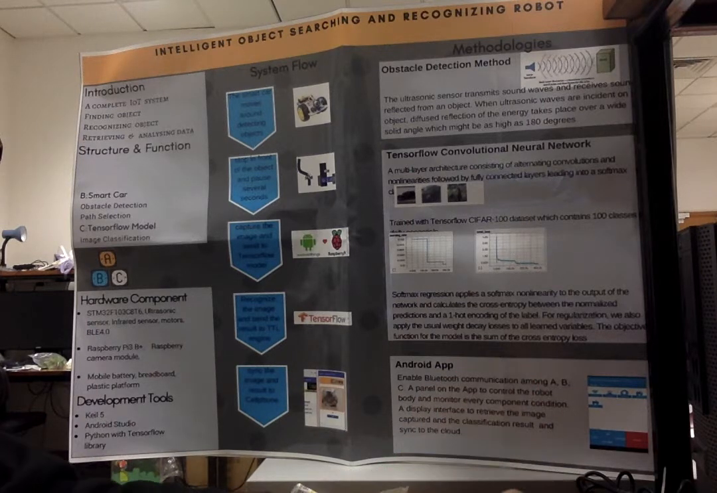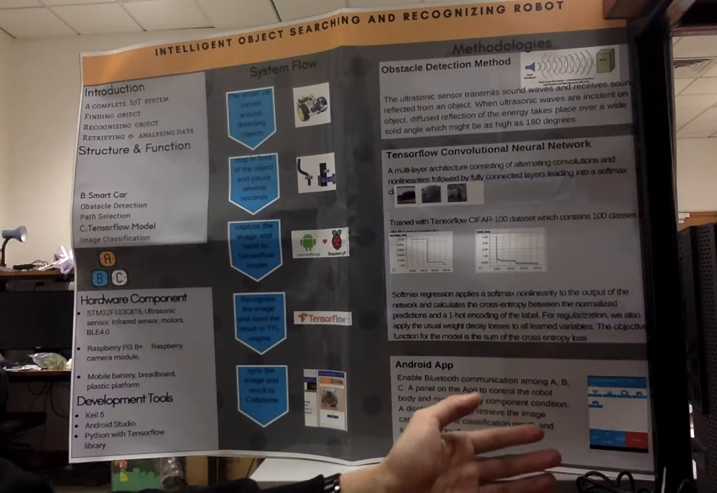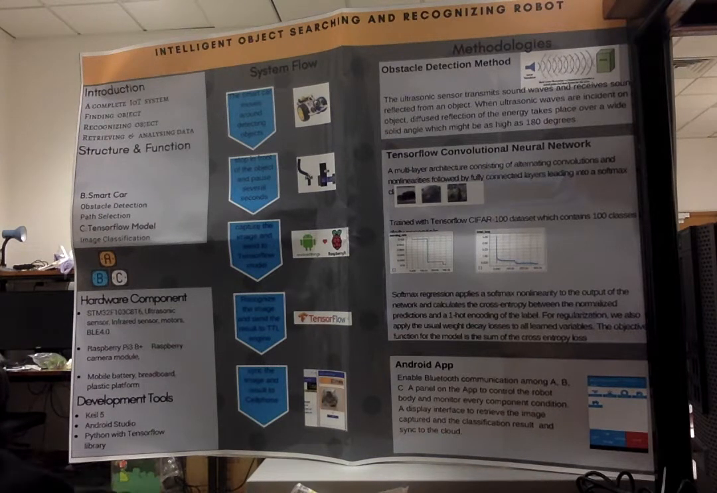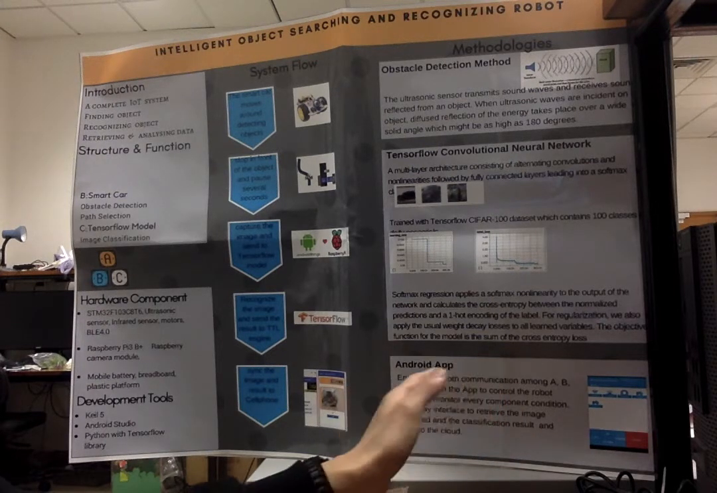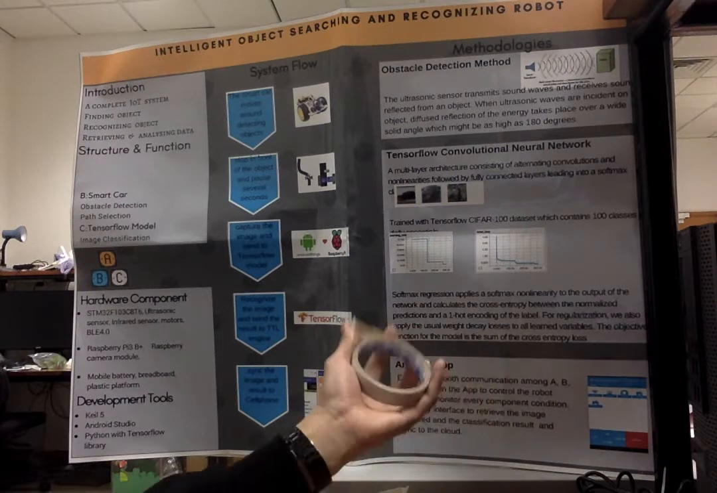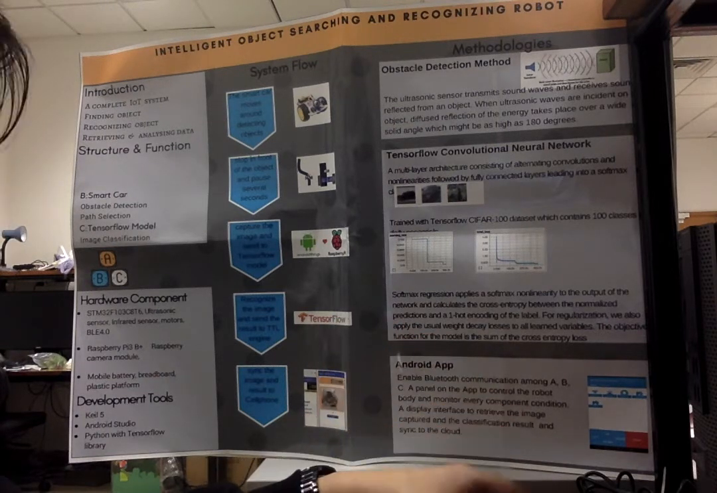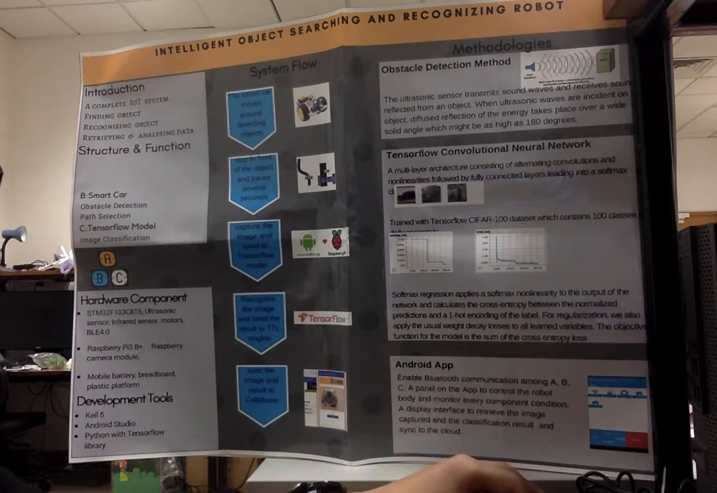And the main system flow. The smart car will move around detecting objects. Once it finds something, it will stop in front of the object and pause several seconds to leave time for the Raspberry Pi to capture the image. And the Raspberry Pi will capture the image in front of it with a camera module and send the image to the TensorFlow classification model.